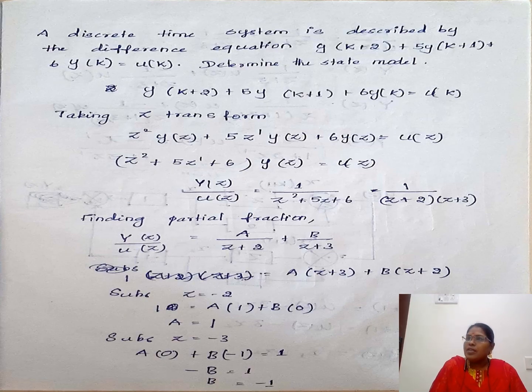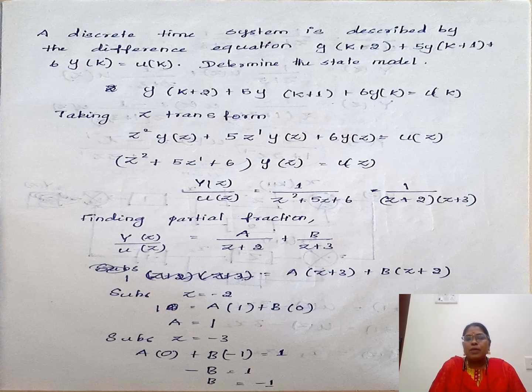The same way you can get it for the discrete equation. For a discrete system, you'll have a difference equation. This is the difference equation. For this difference equation, you have to apply the transform. Here k plus 2 is an advanced function, so make it z square, and so on. Make it z so that all the powers of z are positive.